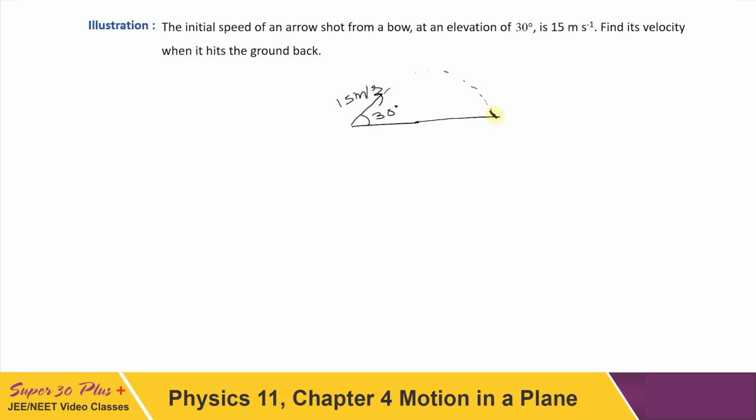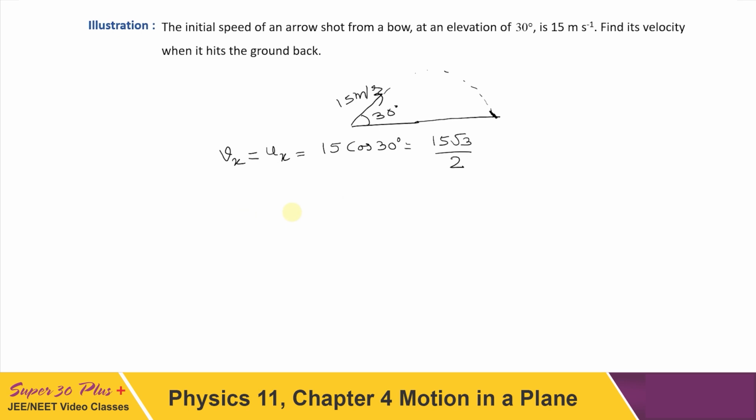So if we write in x direction, Vx, as we know no acceleration is acting in x direction, Vx directly can be written as ux. That will give you 15 cos theta. It is equal to 15 root 3 by 2.